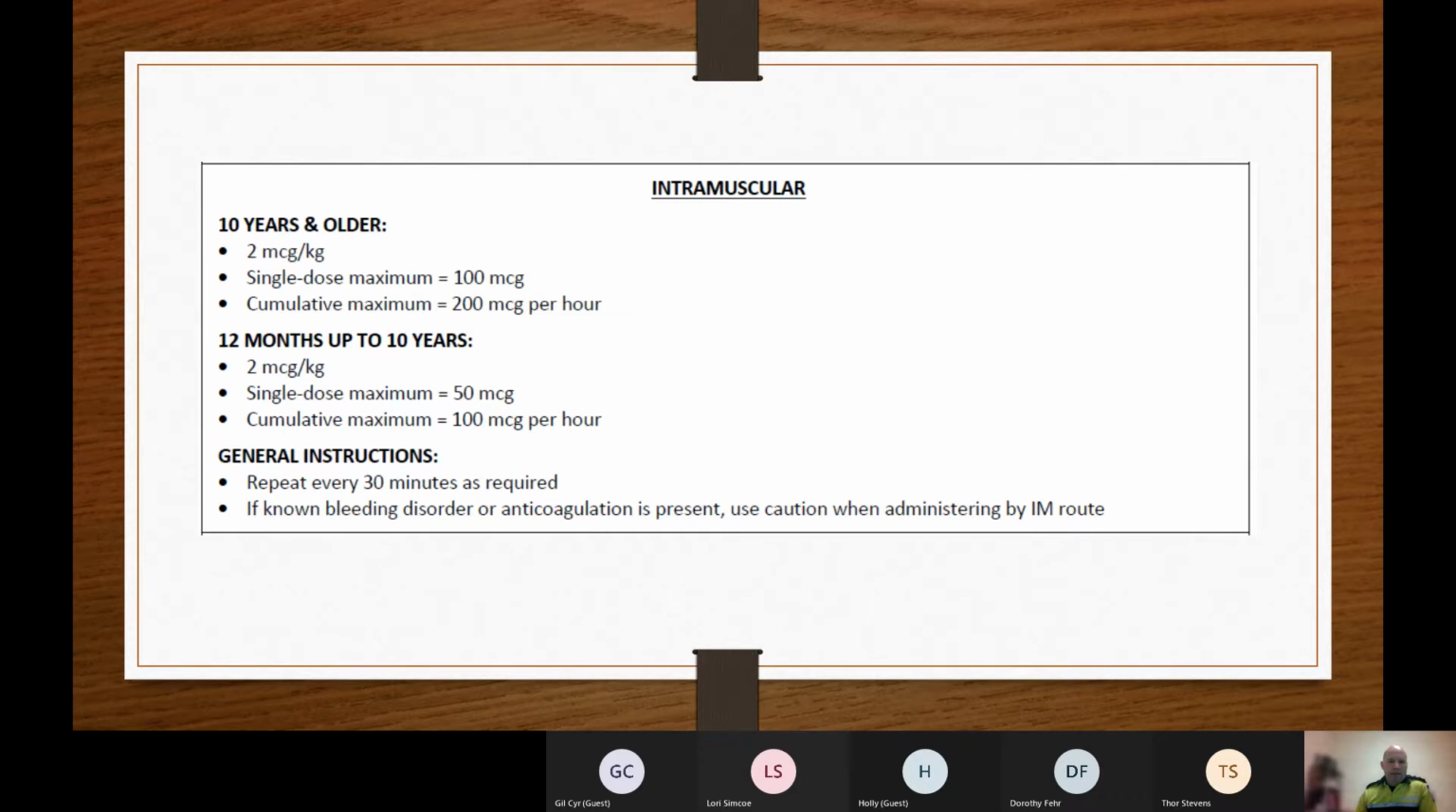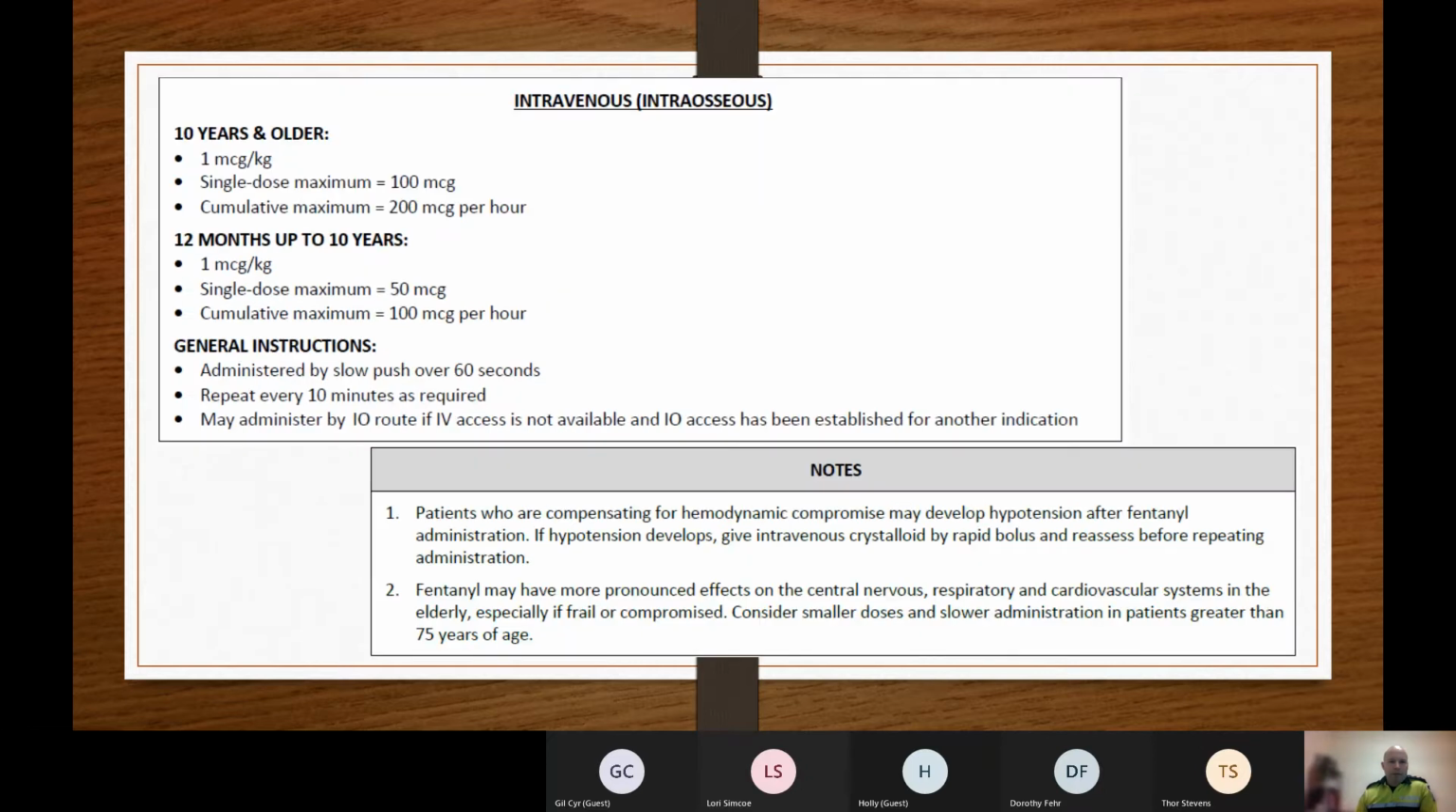And again, for 12 months to 10 years, we have our 2 mics per kilogram to max 100 micrograms per hour to max of 50 mics per single dose. And you can repeat it every 30 minutes. So if you're going to give it IV, it's 1 microgram per kilogram for 10 and up to single max of 100 micrograms, cumulative max 200 micrograms per hour. And then it's 1 mic per kilogram for 12 months and up.